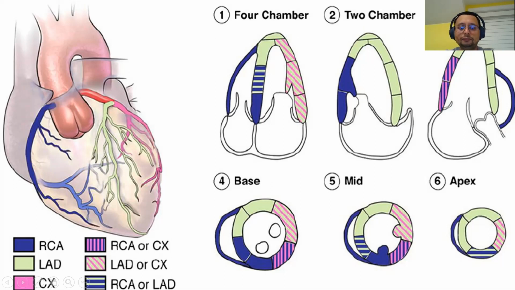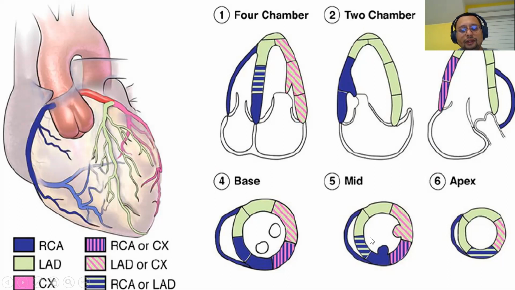If you use the bottom one, this is the right ventricle, so this is septal. In transthoracic echocardiogram, this is anterior and this is inferior. For example, that is basal anterior, that is basal inferior. This is septal, so this is basal inferoseptal. This is septal, this is basal anteroseptal.